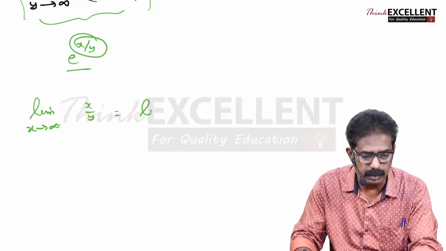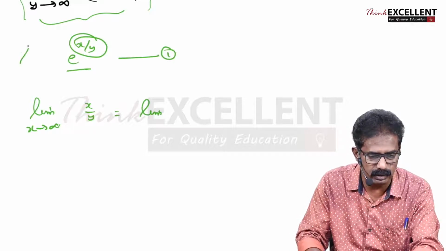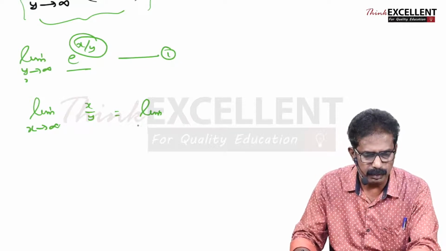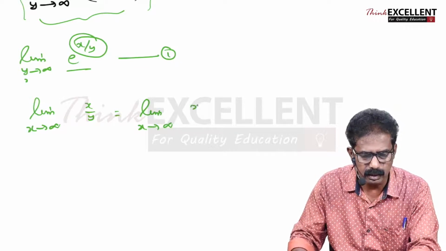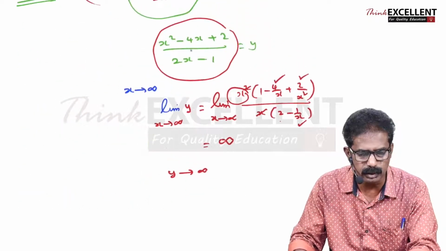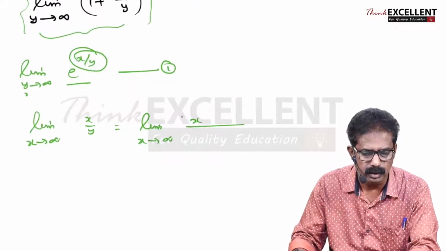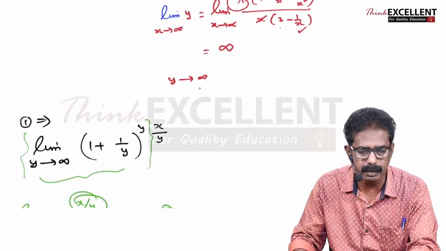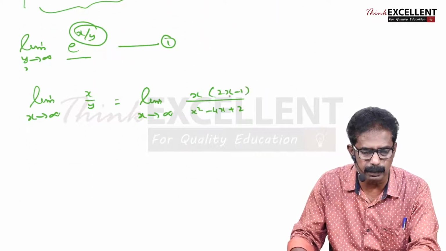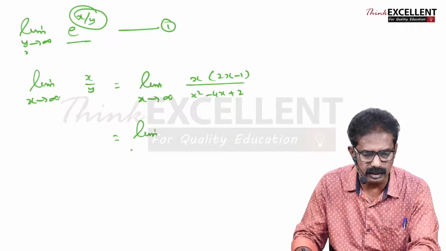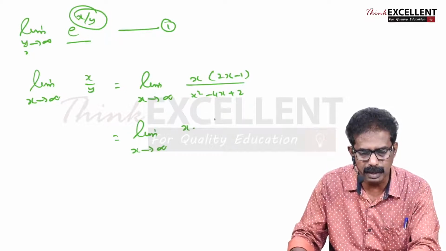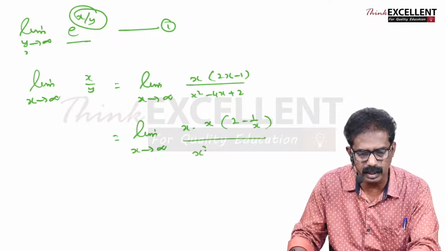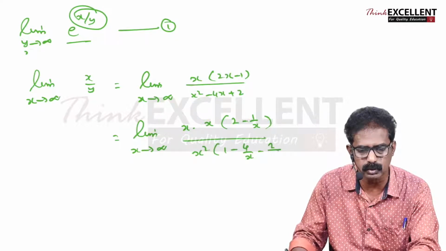So that is limit x tends to infinity; this is the answer you are getting. Limit y tends to infinity means x is also tending to infinity only, right? So limit x tends to infinity, x by y. What is the y value? Substituting, y is (x square minus 4x plus 2) divided by (2x minus 1). So you are getting limit x tends to infinity, x into, in that bracket you take one x outside, 2 minus 1 by x, divided by, take x square outside, 1 minus 4 by x minus 2 by x square.